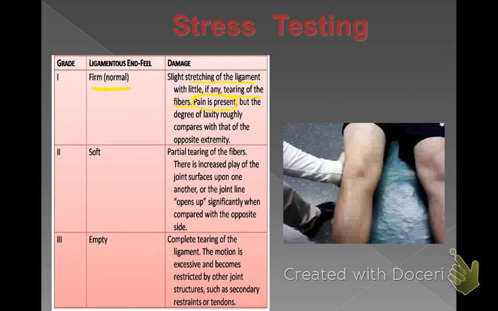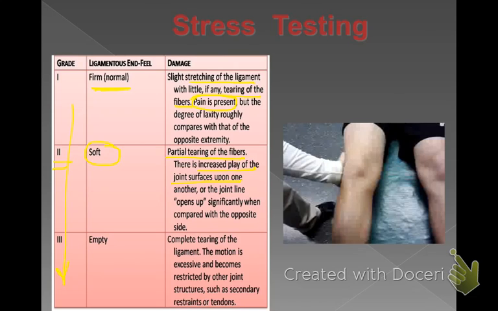And as we move up in the grades of laxity, what you'll start to see is when we have a grade 2, that end feel or that stopping point becomes more soft in nature. So there isn't a block. And what that means is you can open up the joint or the two bones and there's a little bit of gapping that occurs because that ligament has been stretched. And so with a grade 2, what you tend to see is partial tearing of some of the fibers in the ligament, as witnessed on probably more than likely an MRI. And then you get that increased play of joint surfaces.